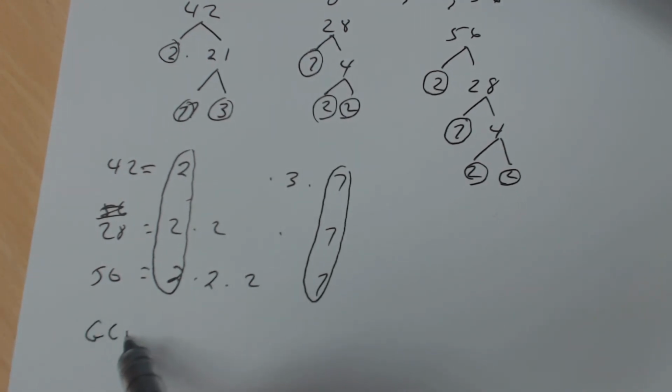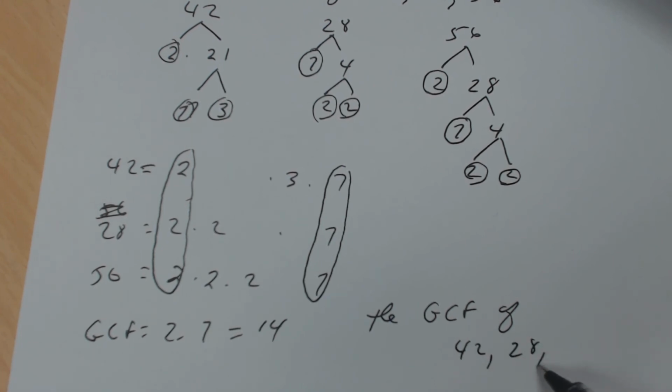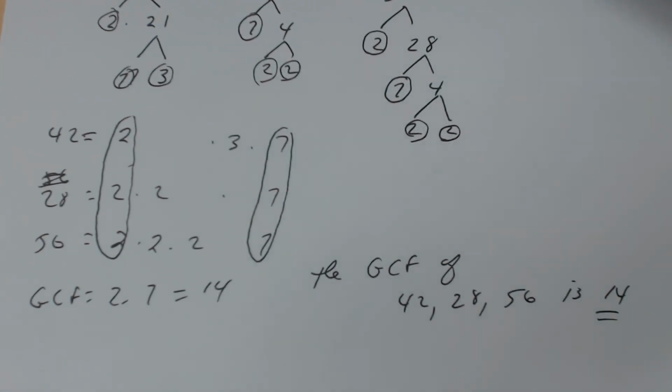So then the GCF is this 2 times this 7, which is 14. So the GCF of 42, 28, and 56 is 14. Okay? All right, so that should take care of this idea. So that's the end of that one.